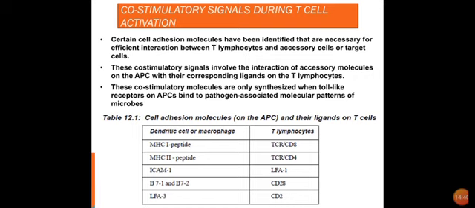Co-stimulatory signals during T cell activation. Are there any other co-stimulatory signals that aid in this process? Certain cell adhesion molecules have been identified that are necessary for efficient interaction between T lymphocytes and accessory cells or target cells. These co-stimulatory signals involve the interaction of accessory molecules on the antigen-presenting cells with their corresponding ligands on the T lymphocytes. These co-stimulatory molecules are only sensitized when toll-like receptors on antigen-presenting cells bind to pathogen-associated molecular patterns of microbes.